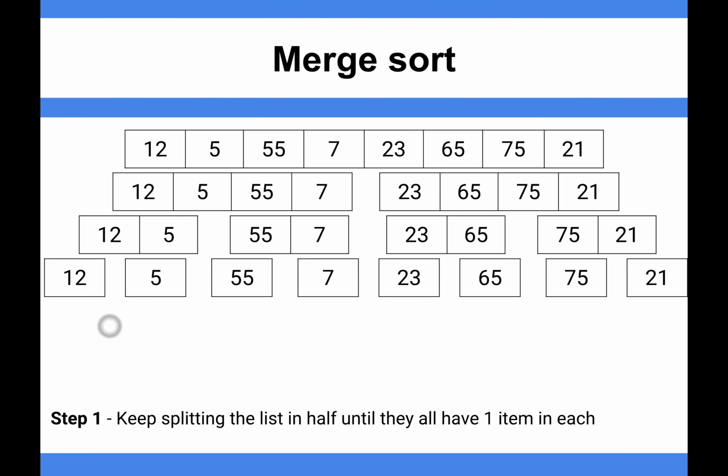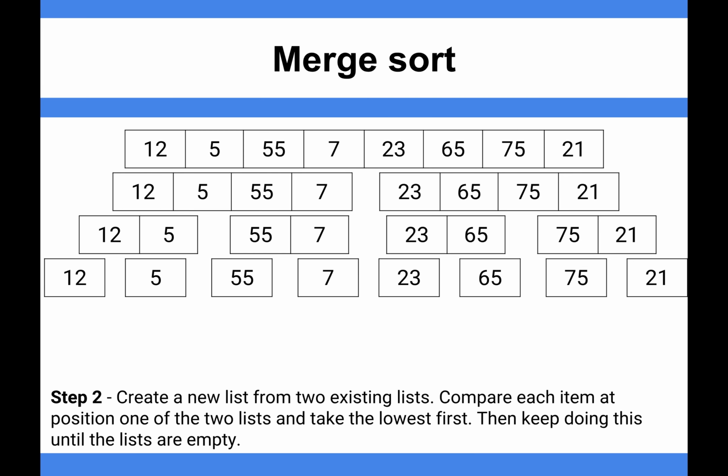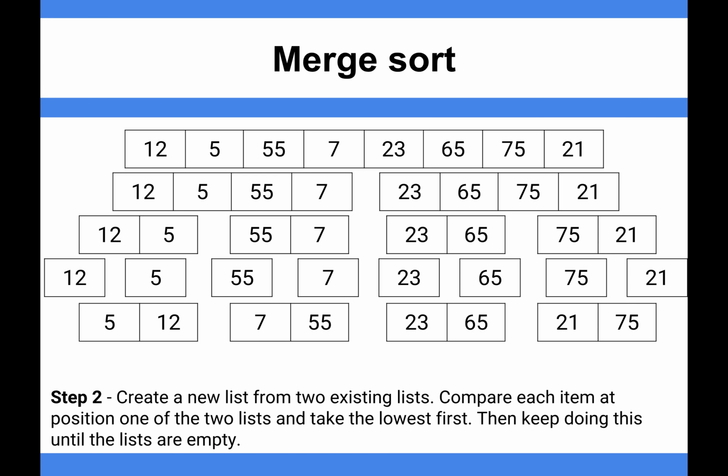Obviously, when there's only two items, it's going to look at 12 and 5 and put 5 in first, and then it will look at 12 and nothing and put 12 in second. And over here, I'll look at 7 and 55 and put 7 in position 1, and then 55 in position 2, and then this one will be 23, 65, that one will be 21, 75, like that. And then we go again.